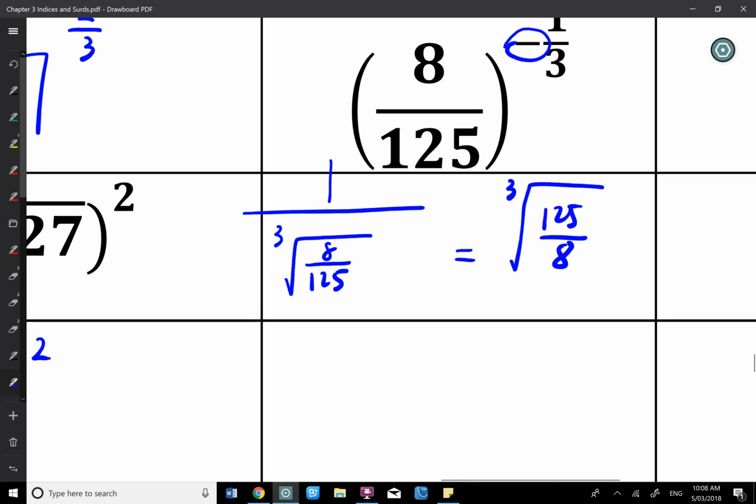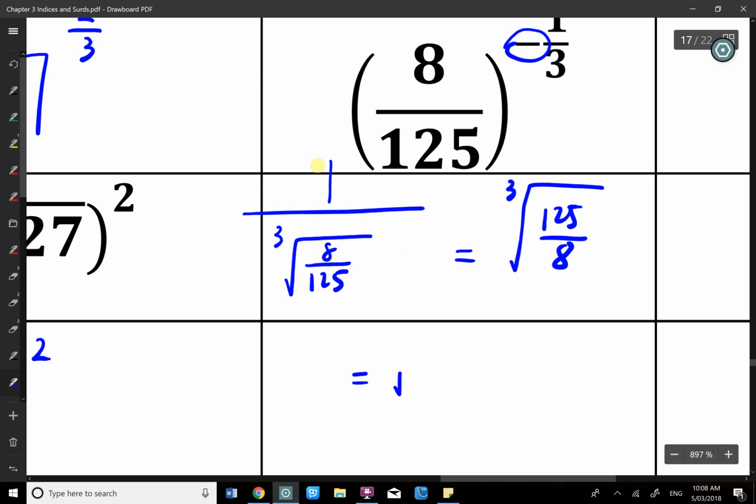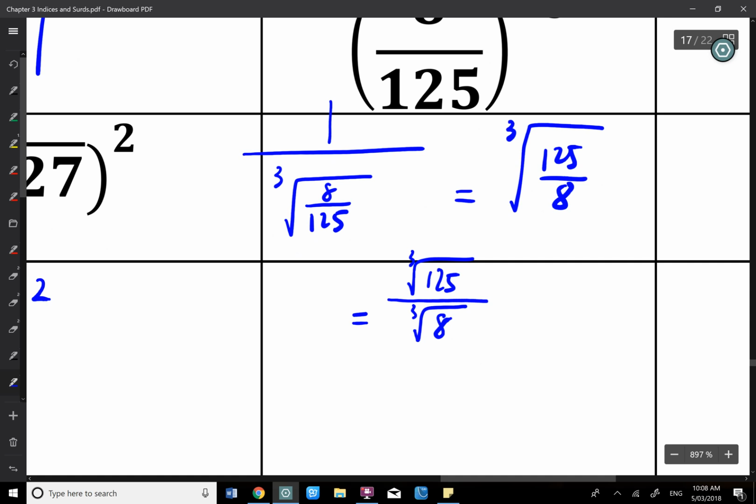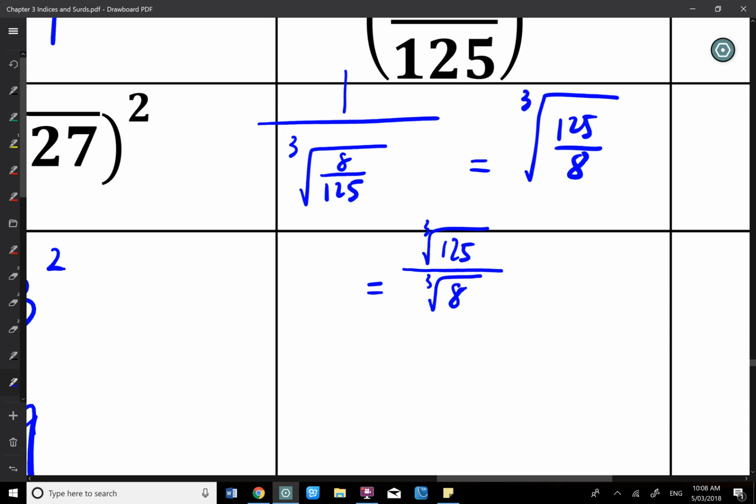And then what you can simplify is the cube root of 125 and the cube root of 8. So I will have 5 over 2 in this case.